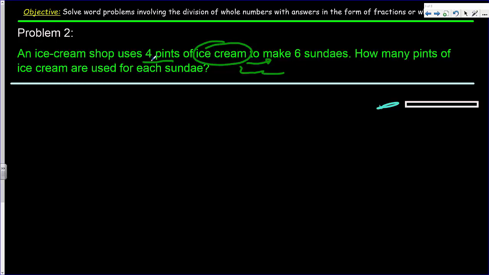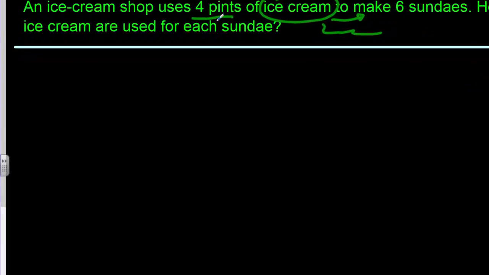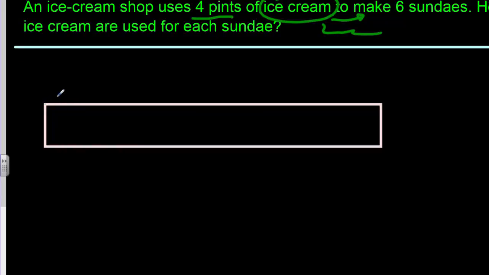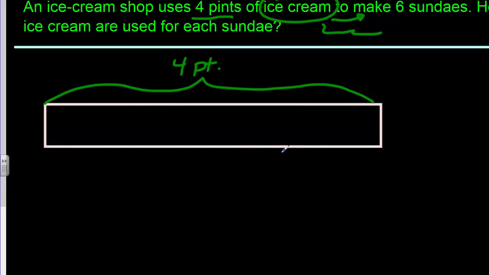4 pints of ice cream? Well, with 6 sundaes, you can see that each sundae will not have a pint. We're going to actually have less than 1 pint for each sundae. Now, if we have 4 pints of ice cream, we can again show that whole right there. Here's our 4 pints. Right? Our 4 pints is right here in this whole. Okay? And then we basically need to make 6 sundaes.